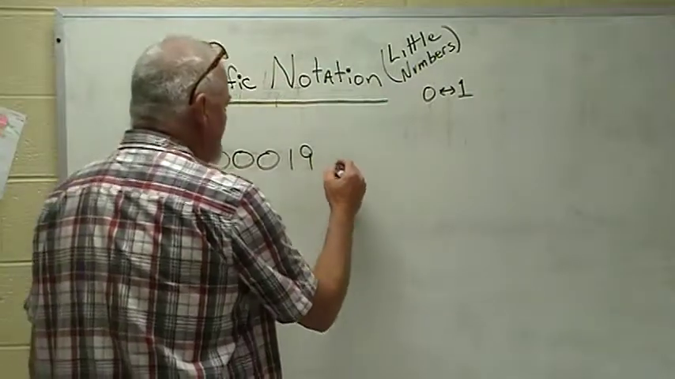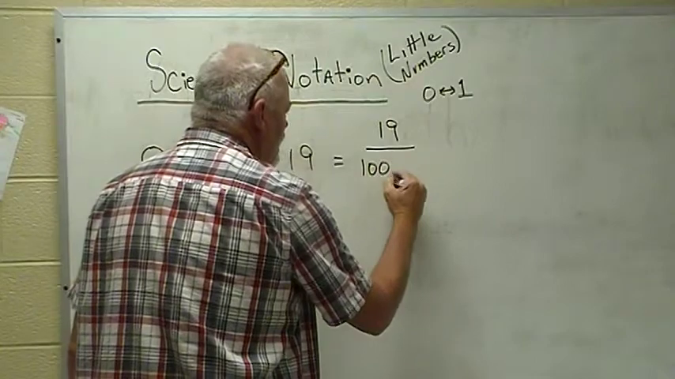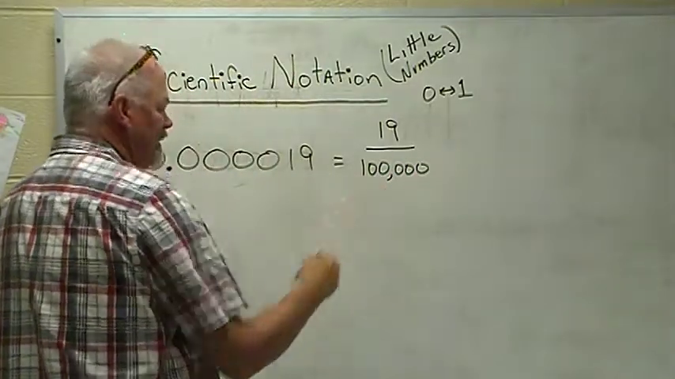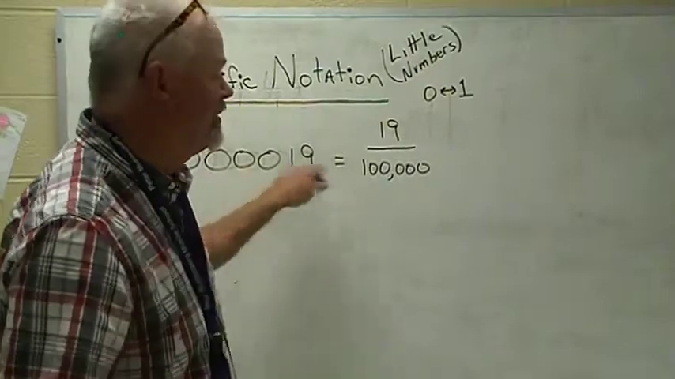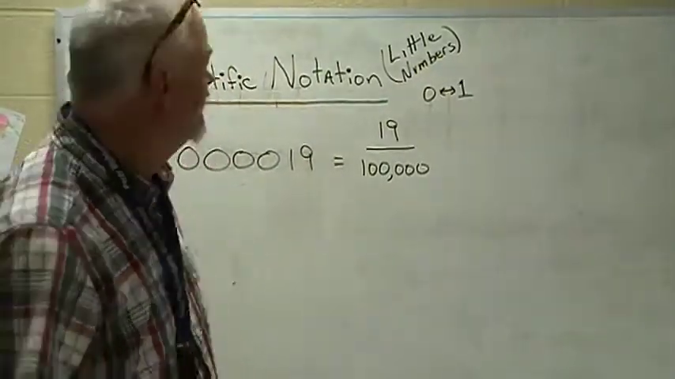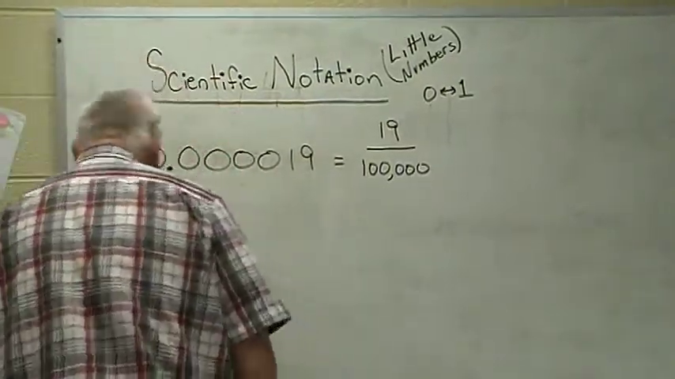If I was to write that as a fraction, I could put 19 over 100,000. Those two are the same number. Right? But we're not doing decimal to fraction yet. That's coming up next, probably. These are called rational numbers. But now, we're doing scientific notation. So let me get rid of that.